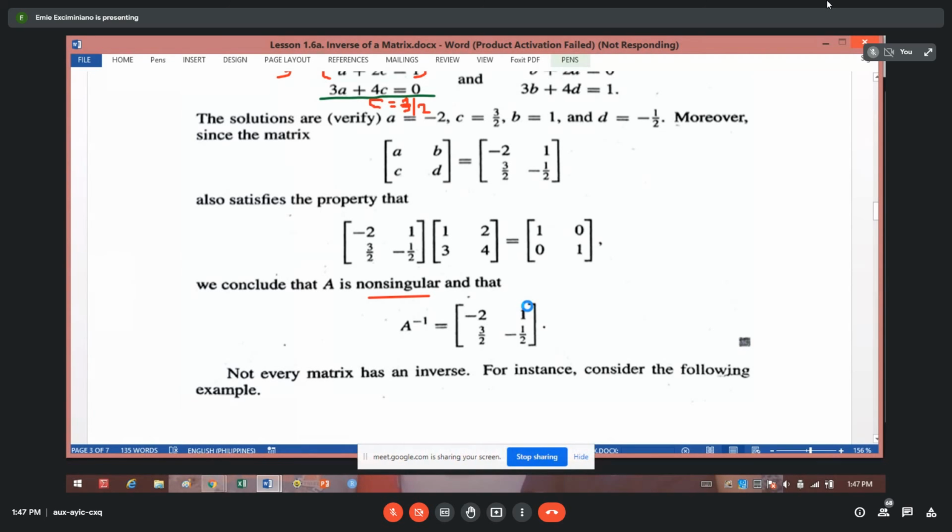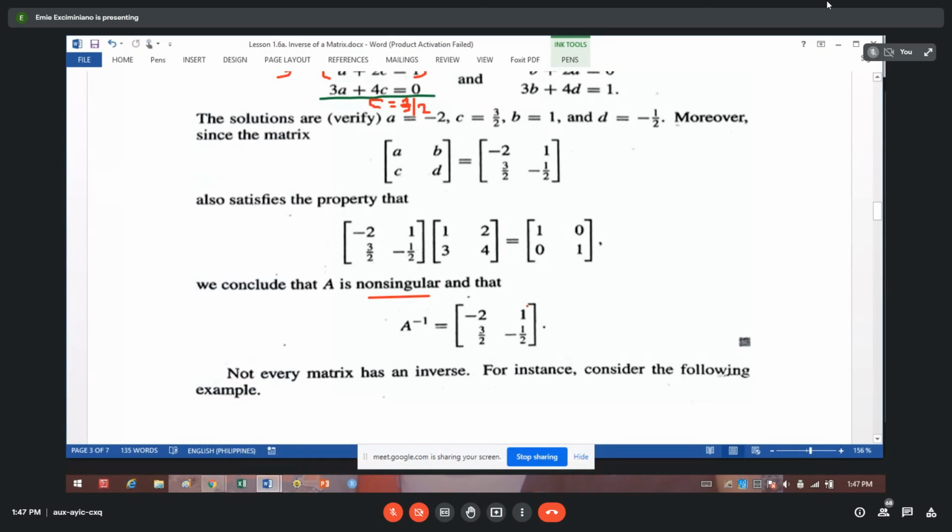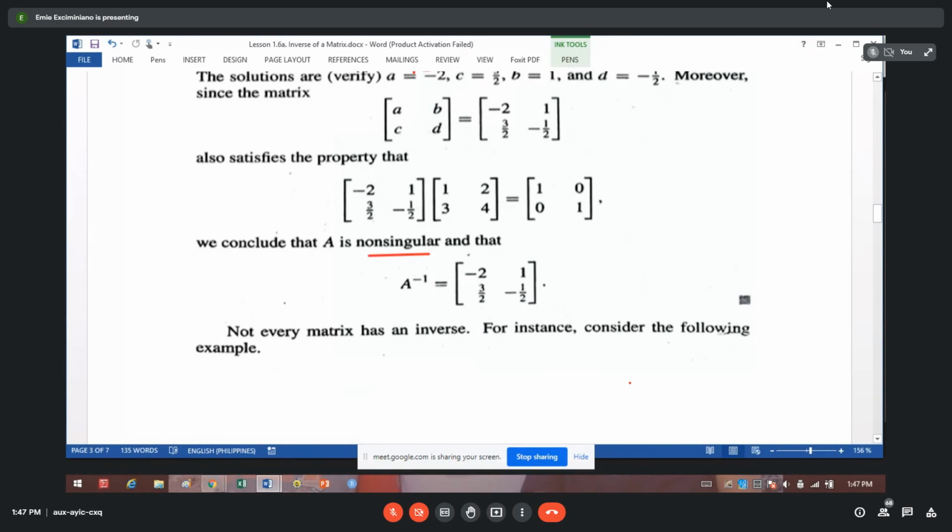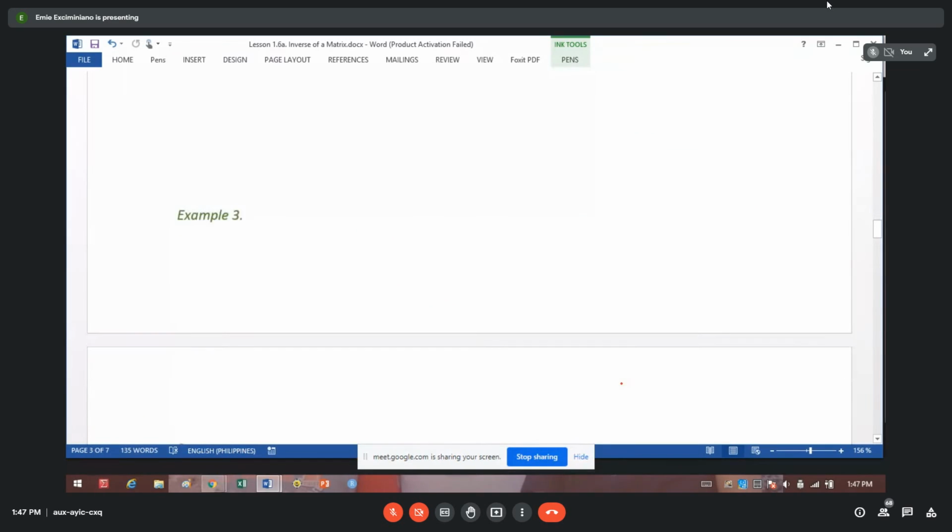Okay? Operation pa lang yan. We're trying to illustrate how to find the inverse of the given matrix. It does not give us a meaningful use of the inverse matrix. Mamaya pa yon, later on pa yon. Okay? Mga operations muna tayo.